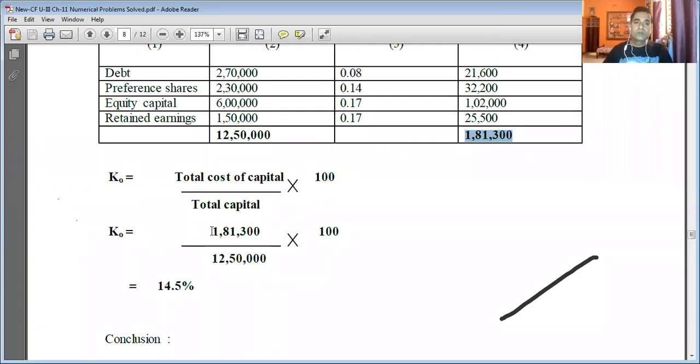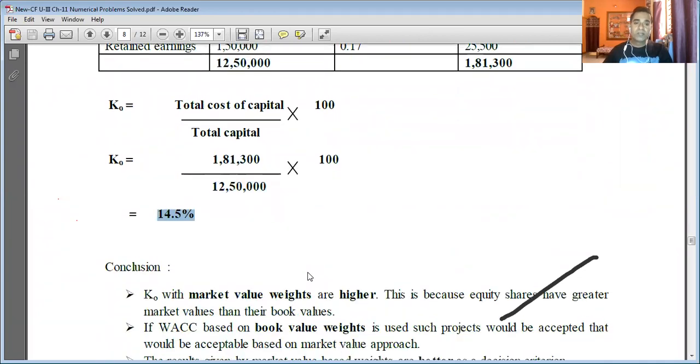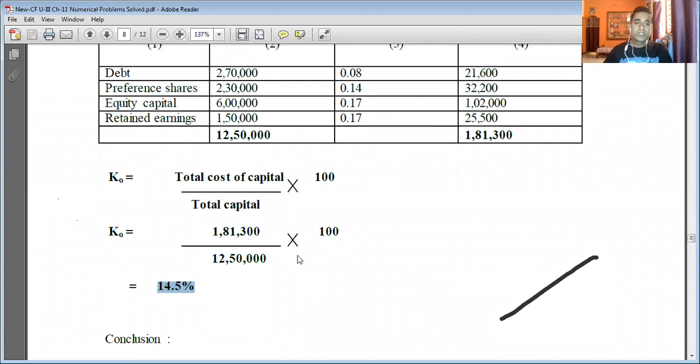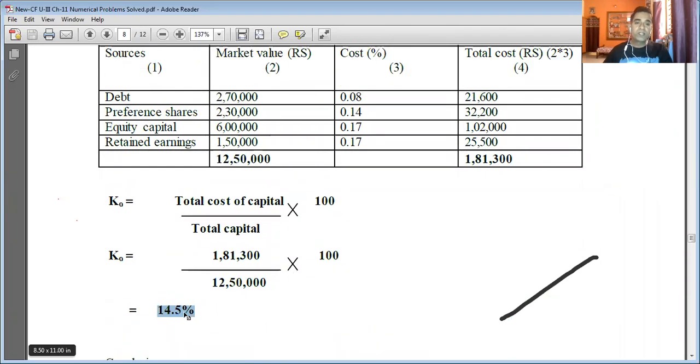Using the alternate formula, KO is equal to total cost of capital divided by total capital, into 100. The total cost of capital is 1,81,300 with respect to market value weights, and the total capital is 12,50,000 with respect to market value weights, multiplied by 100. So the answer is 14.5%. The weighted average cost of capital using market value weights is 14.5%.